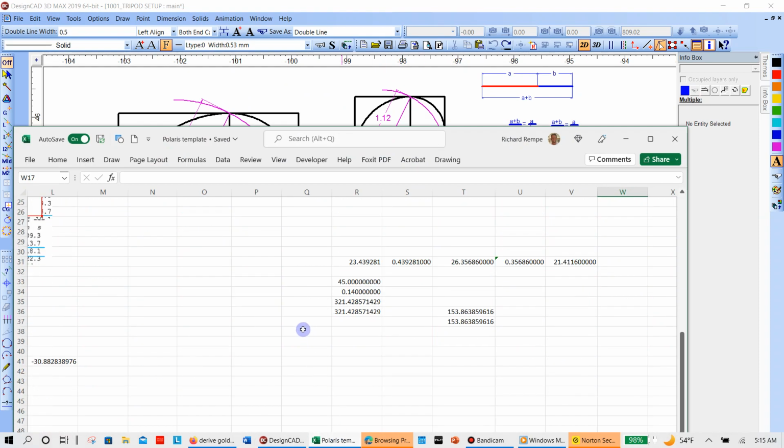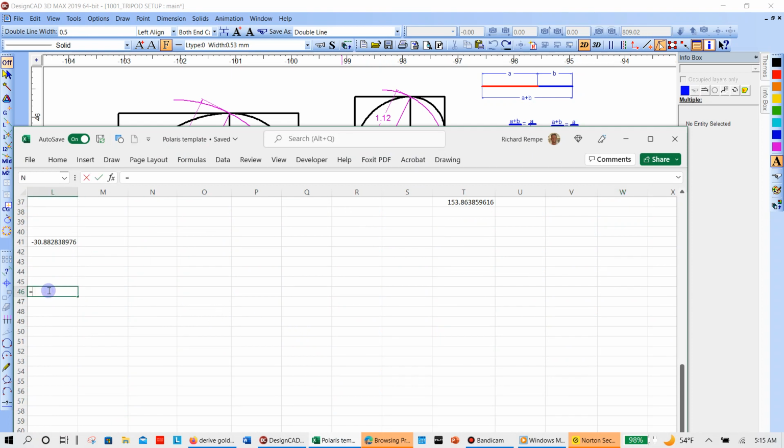Do this: equals 1 plus the square root of 5, and then we'll divide that by 2.